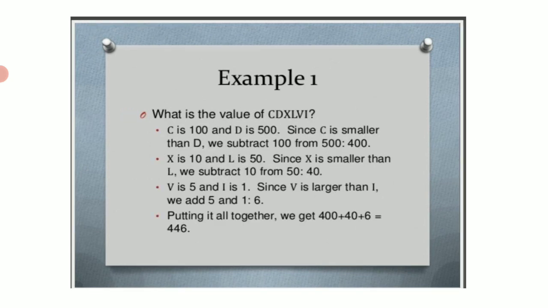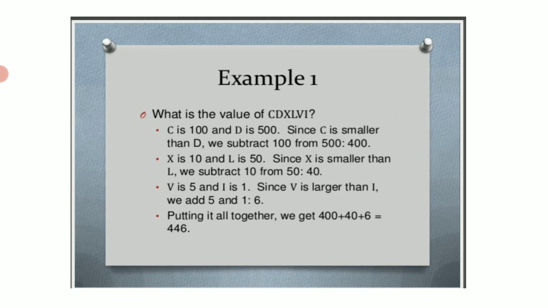Let us take a few more examples in order to get the concept more clear, children. What is the value of CDXLVI? Let us take each Roman numeral individually and tabulate the value. C is 100, D is 500. So when we write CD, it means 500 minus 100 is 400. Since C is smaller than D, we subtract 100 from 500, that is 400.